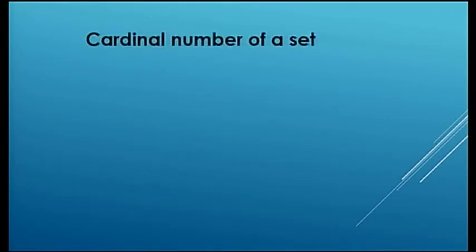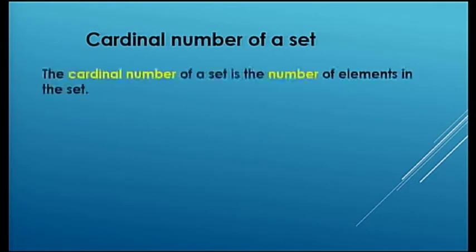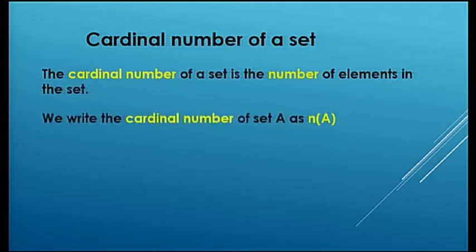Now let's move on to cardinal number of a set. The cardinal number of a set is the number of elements in the set. We write the cardinal number of a set as follows. We write the small letter n, then we put the set between brackets. For example, in the set A we have 2, 3, 4, 6, 7, 9, and 10. We have 7 elements in the set A. So we write as set notation, n(A) is equal to 7.